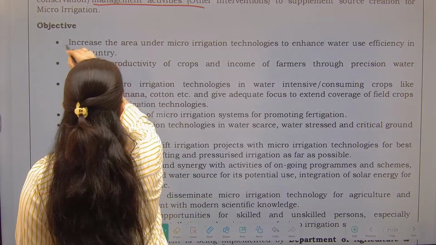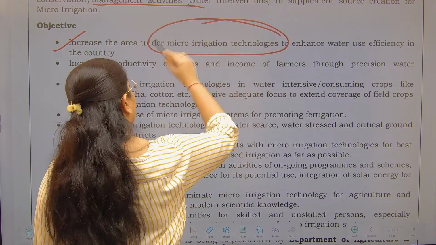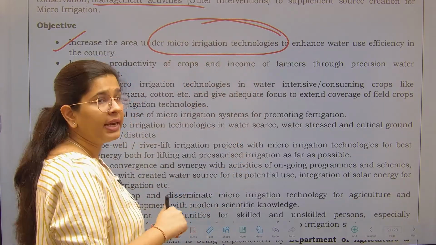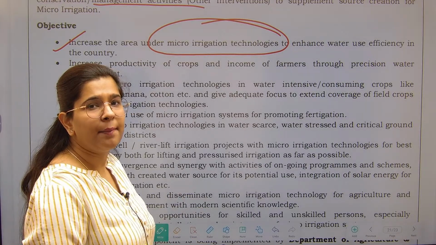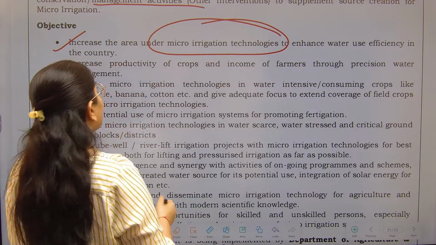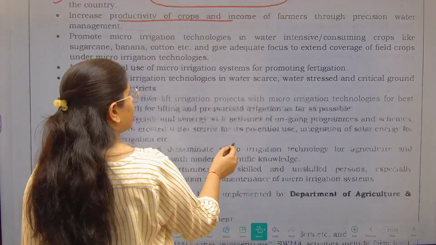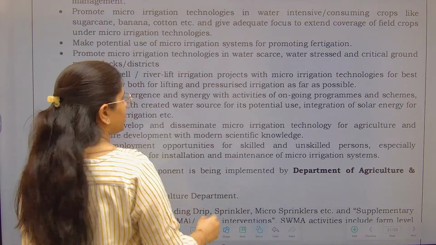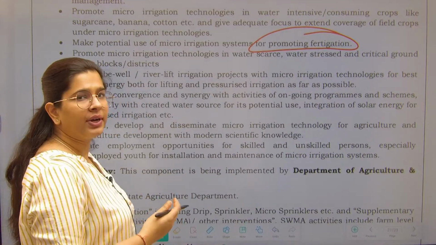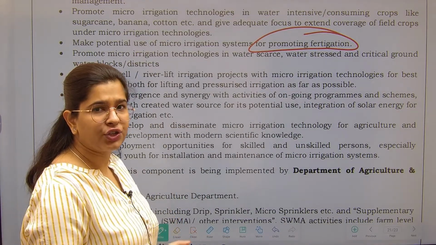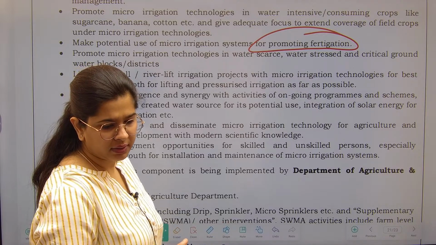See the objectives. It increases the area under micro irrigation technologies. What are micro irrigation technologies? Drip irrigation, right? Sprinkler irrigation. These are the micro irrigation technologies. It increases the productivity of crops. Make potential use of micro irrigation systems for promoting fertigation. Fertigation means providing fertilizers as well as irrigation through just one means, mixing them together.